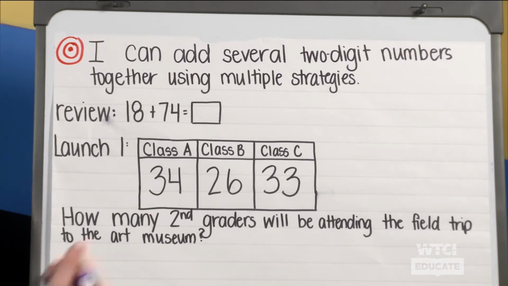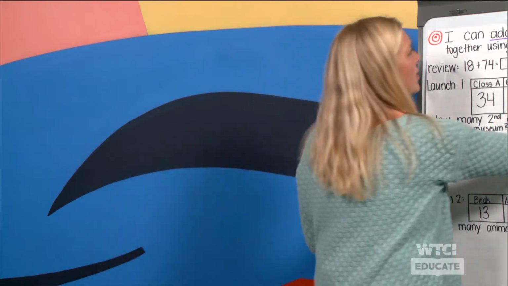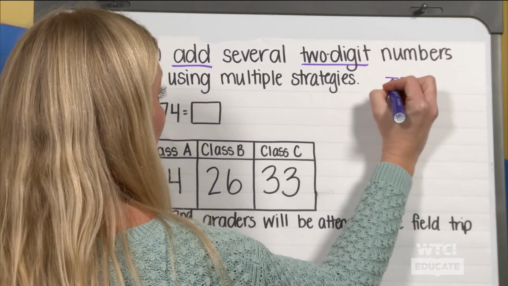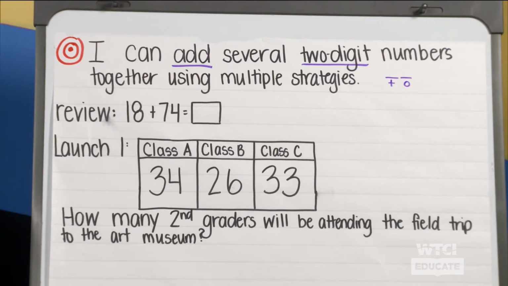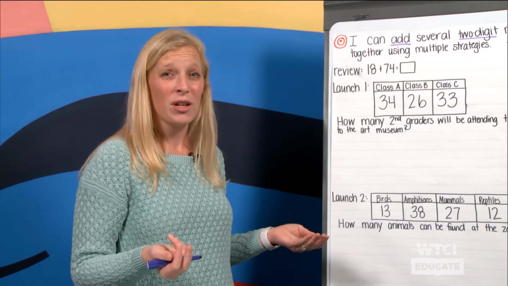Now, we already know what we do when we add. We put our numbers together. And we already know what a two-digit number is. We know that a two-digit number has a tens place and a ones place because it has two digits. What we might not already know is what that word several means. Several means more than one, maybe even more than two.